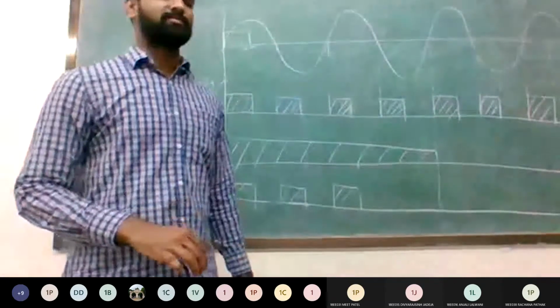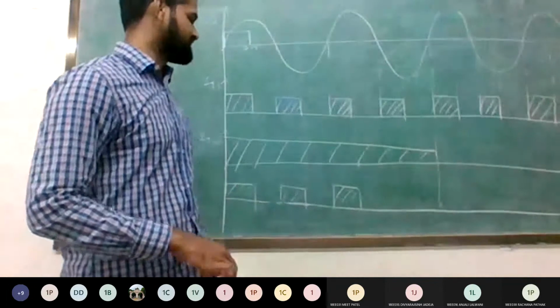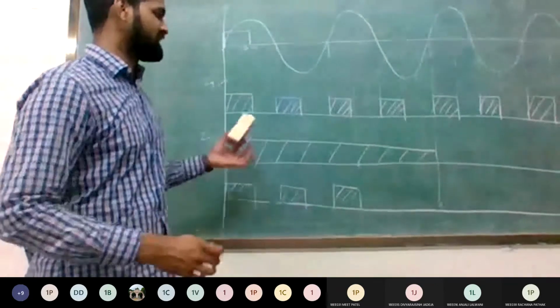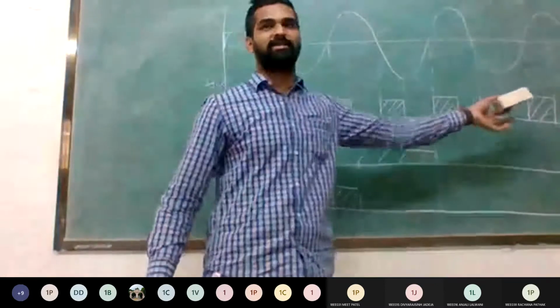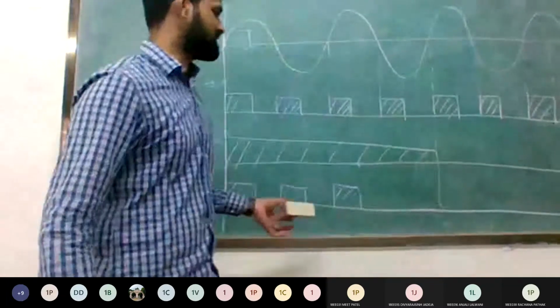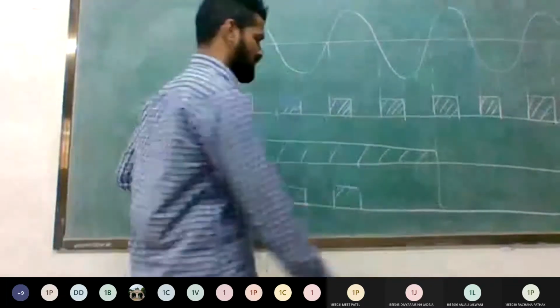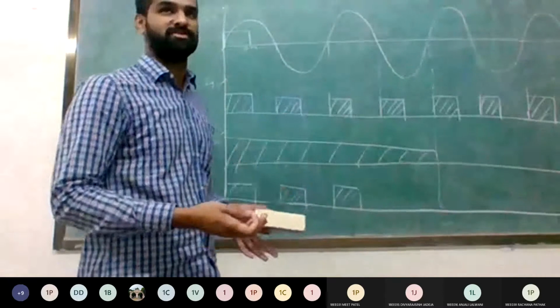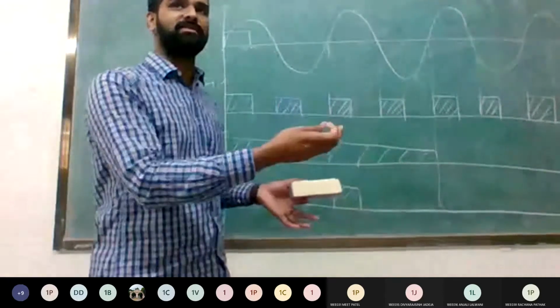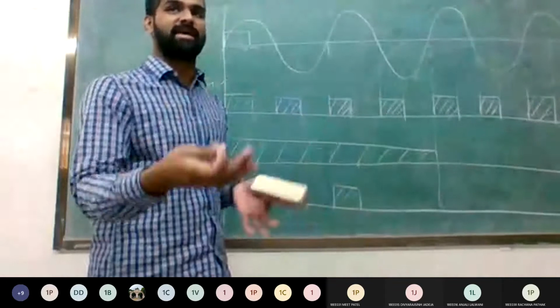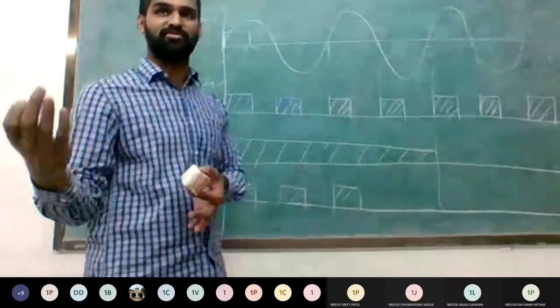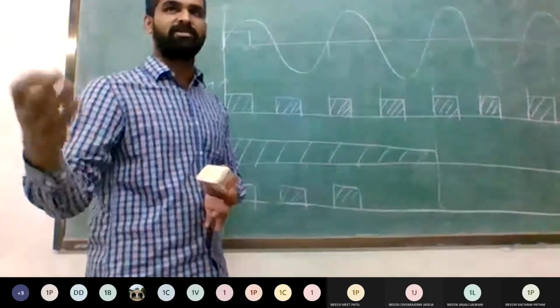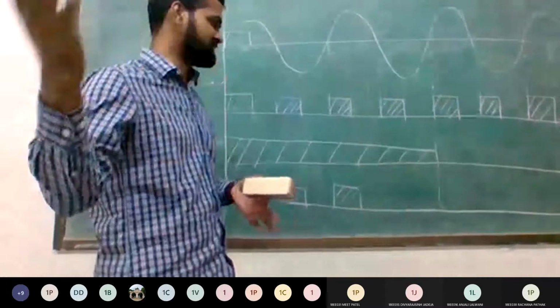But what is the problem? If you apply only IG1 here, IG1 provides the continuous gate pulse up to the 4 cycles. But we must provide the gate pulse to the positive group only up to 2 cycles, because up to 2 cycles we require the positive voltage. Clear? After 2 cycles, in the third and fourth cycle, we require the negative voltage. So we turn on the negative group thyristor. Clear? So for that there is a different logic that we will see later on.